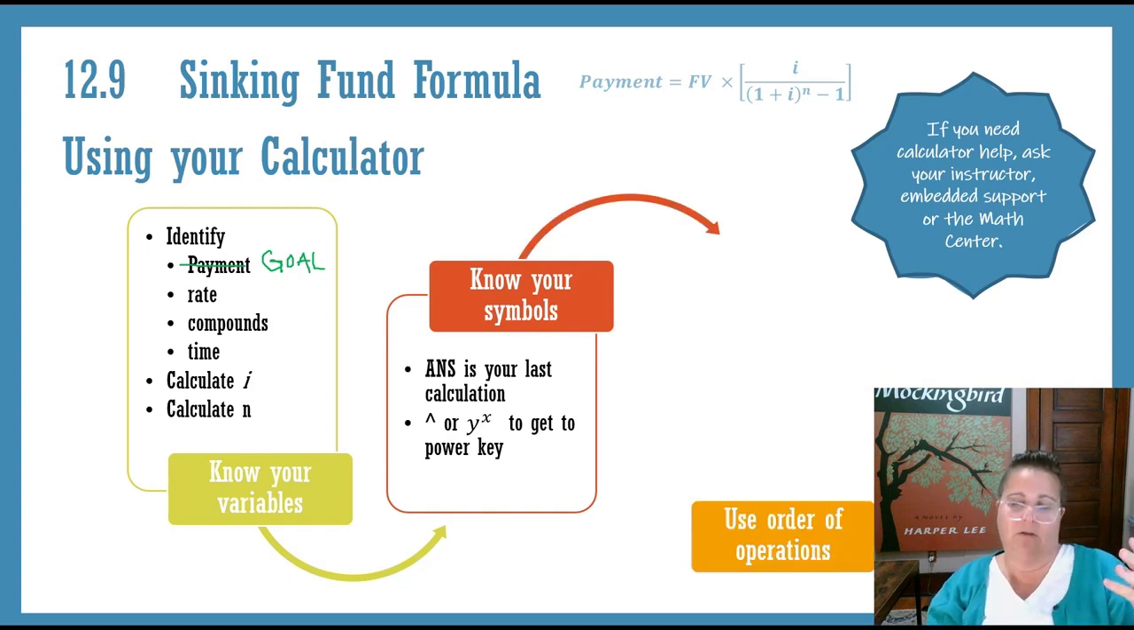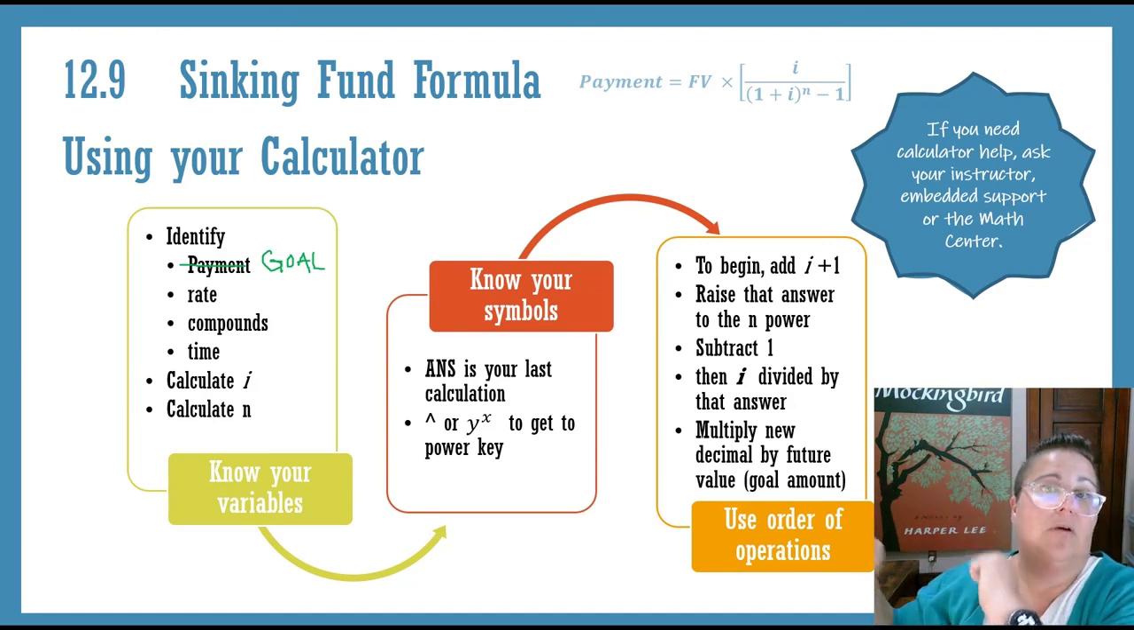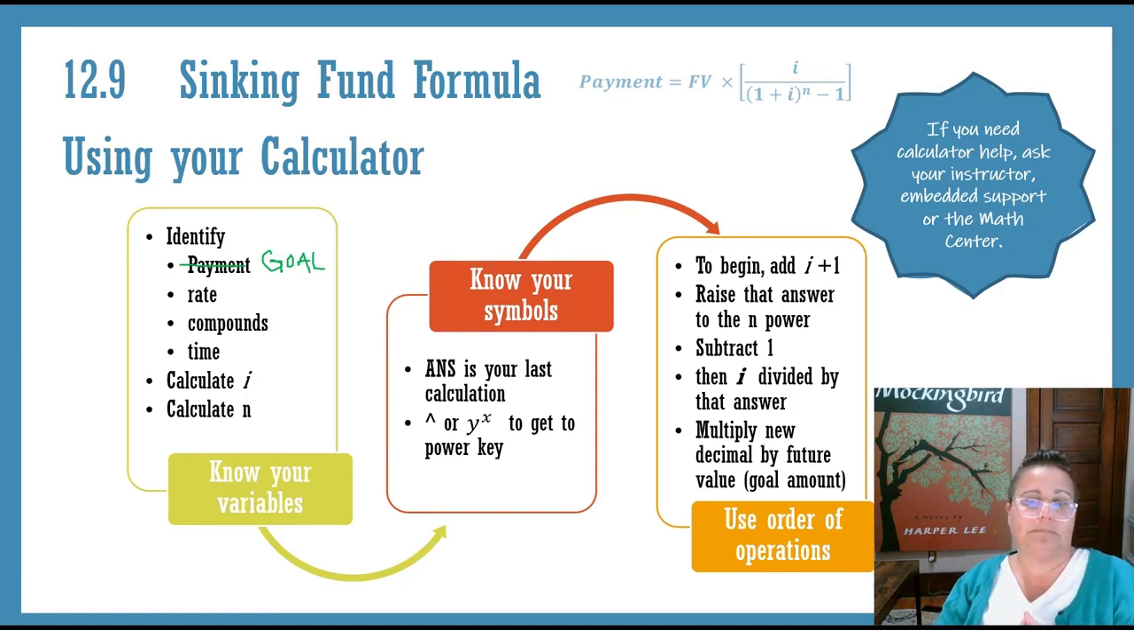And then once you have that, you can also just use the order of operations. We're going to start with the innermost parentheses, doing I plus 1 or 1 plus I first, and then taking that answer to the nth power. Then we're going to subtract 1 from it. We're going to save that answer in our calculator, or write it down on our paper, but we need all of the decimal places. We're then going to take our interest per period and divide it by that long decimal, and that's going to give us the number in the brick. Once we have that number, we're going to multiply it by the future value goal. Okay.